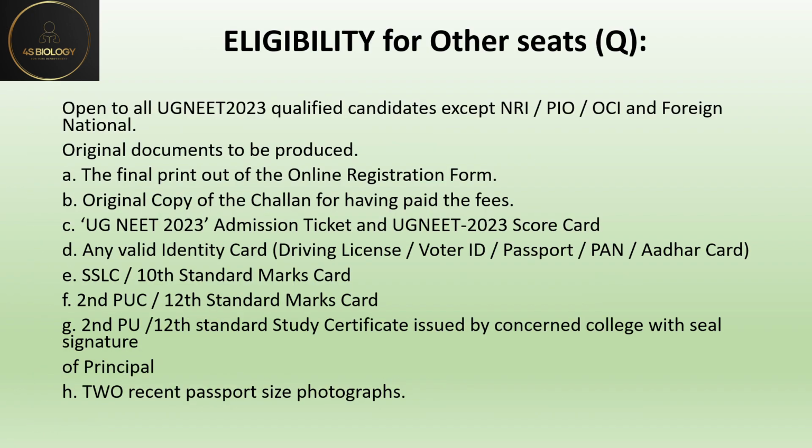If you're from other states not belonging to Karnataka and you want to appear in the others quota, this seat is open for all except the NRI, PIO, OCI, and foreign national other state students. So this is also important. Almost the same thing. You have to have the online registration form, challan, admission ticket, scorecard, valid identity proof, 10th and 12th marks card. Here also you have to have the 12th study certificate with the seal and signature of the principal. So make sure that you have all these documents beforehand, and two recent size photographs.